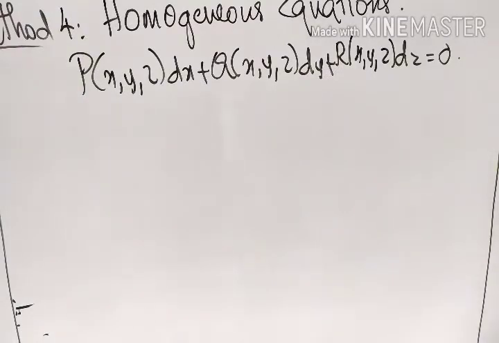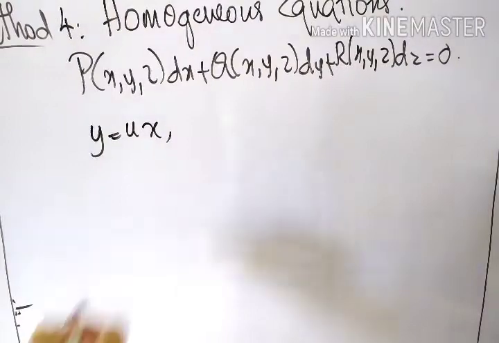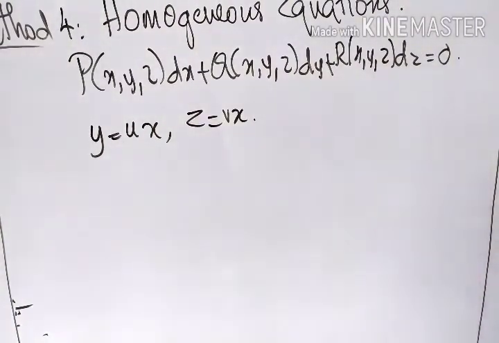Now coming to the fourth method, we are going to see how we can integrate a Pfaffian differential equation which is a homogeneous equation. Homogeneous in the sense that the powers of x, y, z appearing in the equation should be the same. For an ordinary differential equation, you know what the method is. Usually we substitute y = vx and do the rest. Same is the method over here. The only thing is we have to substitute for y and z. We are substituting y = ux and z = vx. These are our two substitutions.